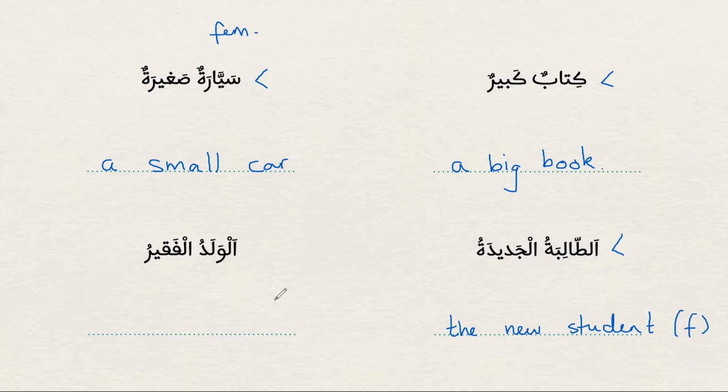Okay, moving to the last example, we say al-waladul faqiru. Okay, so in this example we've got a masculine definite marfu'. We say the poor boy, and you can see it's masculine. There's no ta' marbuta at the end of this adjective because we're describing al-waladu, and al-waladu is masculine.